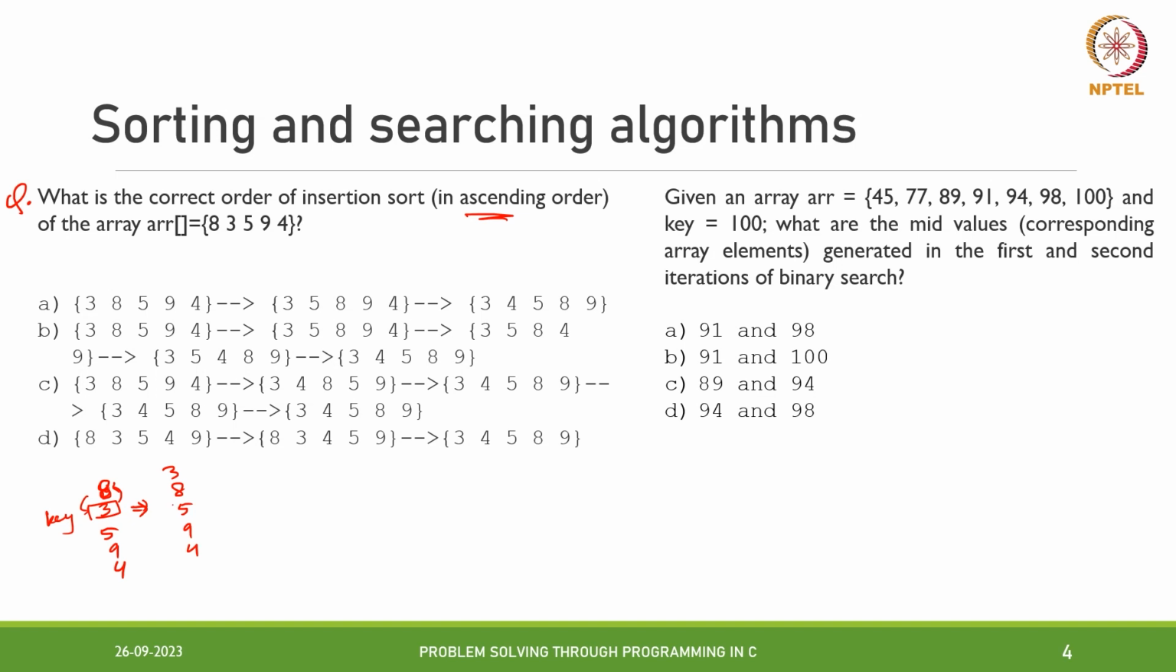So what is our next key? Our next key is the third element. This is our key in the next step. Now we compare it to 8, the element before it, and we find that it is less than 8, so we need to swap it. This will go here, this will come here. So that becomes 3, 5, 8, 9, 4.